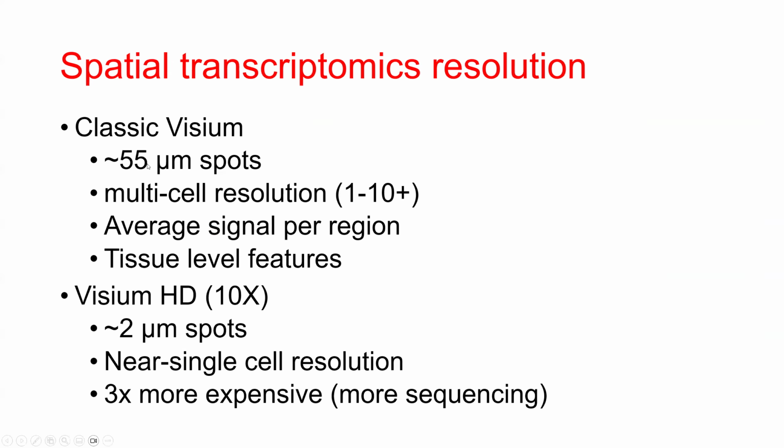Now, the problem with having a spot that's about 55 microns in size is you're not just going to see an RNA from one cell. The resolution's not that good, because potentially up to 10 cells can be contributing to that spot. So you're actually getting an average signal per that region, which, my understanding is, is useful for tissue level features. That was recognized as a limitation.